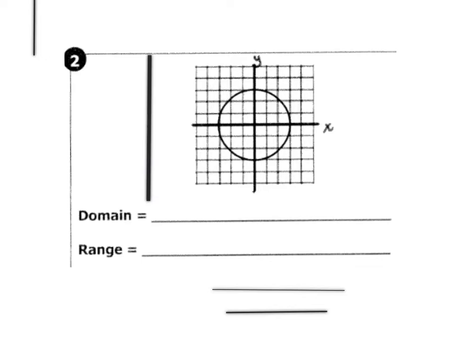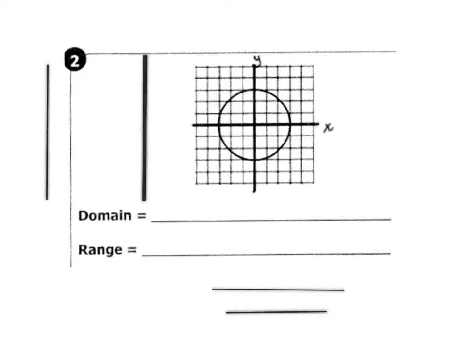All right, let's look at number 2 here. I'm going to try to find the domain, and I'm going to use my trick. I'm going to scan my pencil from left to right here. So I go from left. As soon as I hit that circle, I'm going to stop, and I'm going to write down that very first x value.